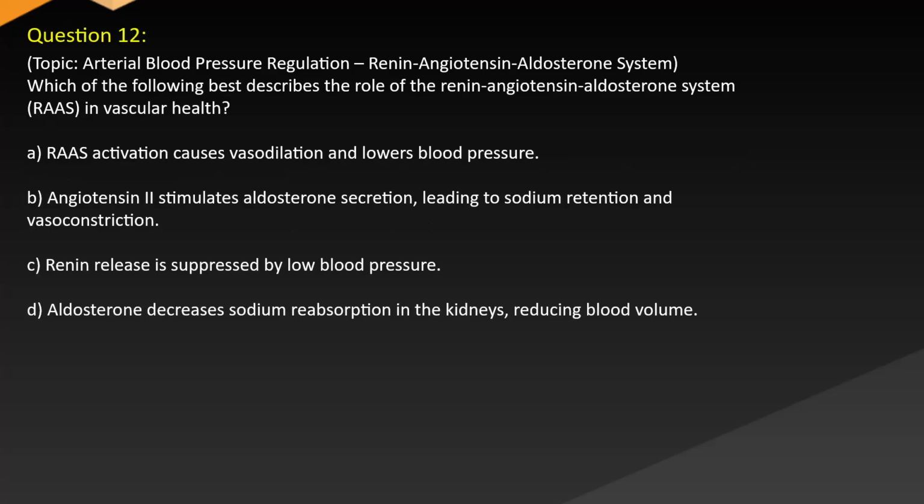Question 12. Topic: Arterial blood pressure regulation. Renin-angiotensin-aldosterone system. Which of the following best describes the role of the renin-angiotensin-aldosterone system (RAAS) in vascular health? A. RAAS activation causes vasodilation and lowers blood pressure. B. Angiotensin stimulates aldosterone secretion, leading to sodium retention and vasoconstriction. C. Renin release is suppressed by low blood pressure. D. Aldosterone decreases sodium reabsorption in the kidneys, reducing blood volume.